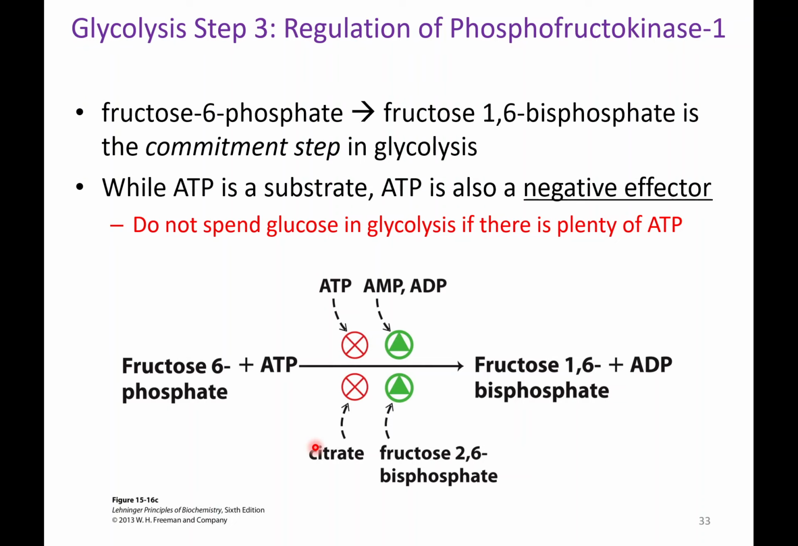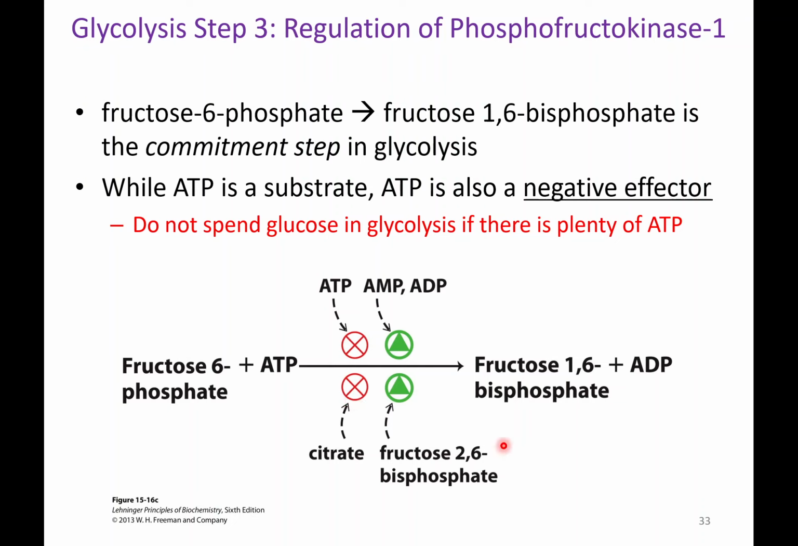Okay, citric acid cycle, right? Citrate. Okay, if that's going and has enough substrate for the citric acid cycle, you don't need any more things being pumped into it, so you turn off glycolysis. Right.